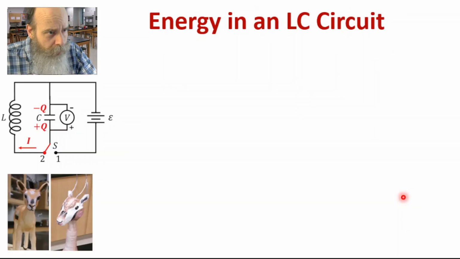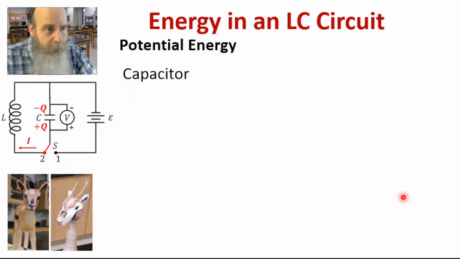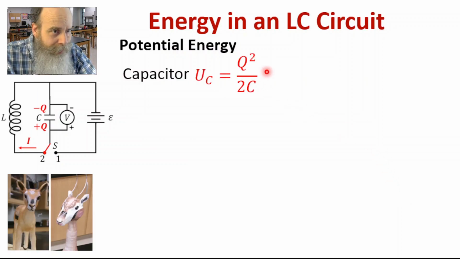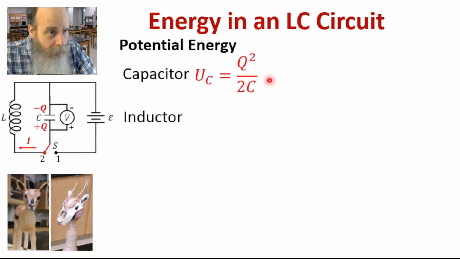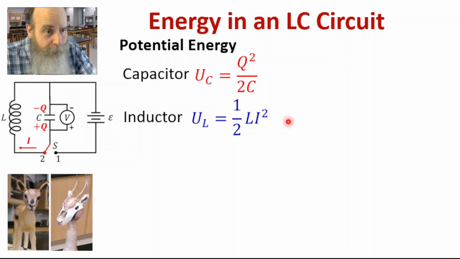Energy in an LC circuit. There's potential energy in the LC circuit. The capacitor has potential energy, U_C equals Q squared over 2C. This is the energy associated with the electric field in the capacitor. Then the inductor also has potential energy. U_L is a half L i squared. This is the energy associated with the magnetic field in the inductor.